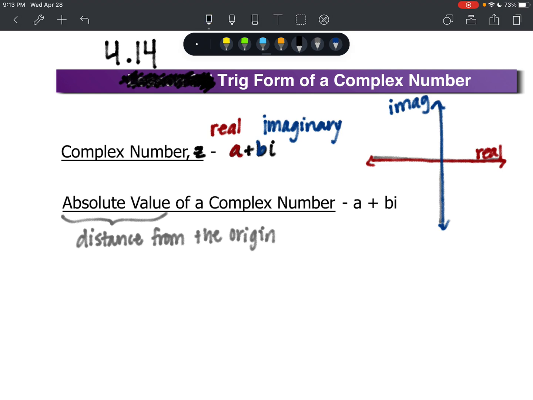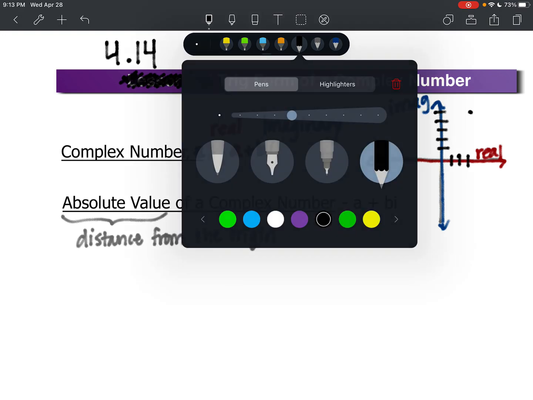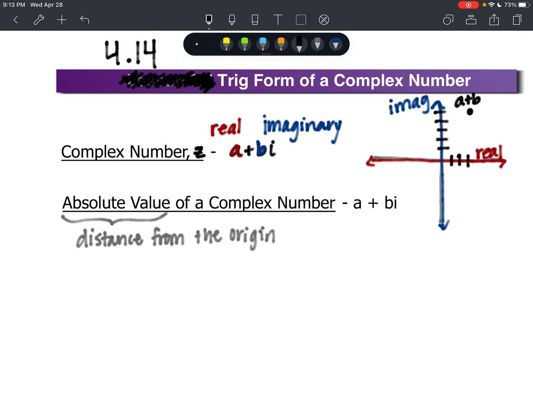When I graph a complex number, I am going to go left or right for the real part, and then up or down for the imaginary part. So, for instance, I could have a complex number, a plus bi, that lands in quadrant 1, and it would be a point. However, if I was looking for the absolute value of that complex number, it would be the distance from the origin. So we'd be looking for that length right there.